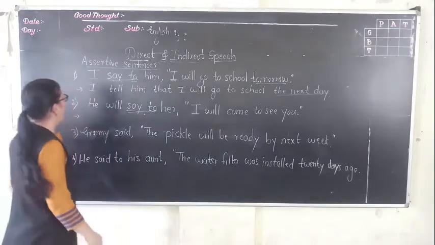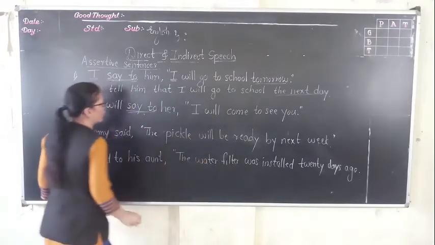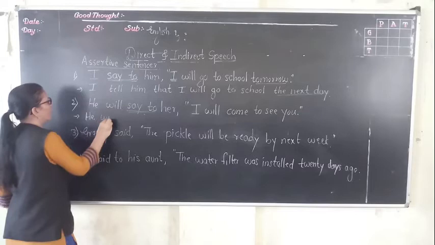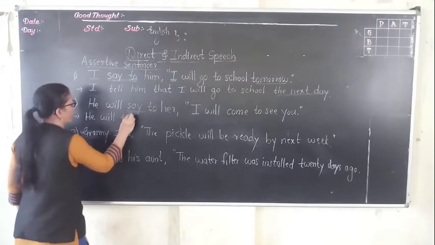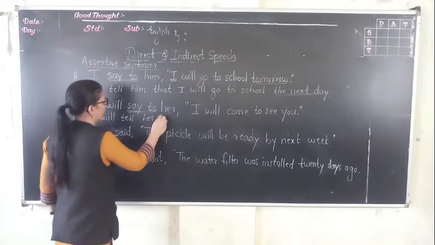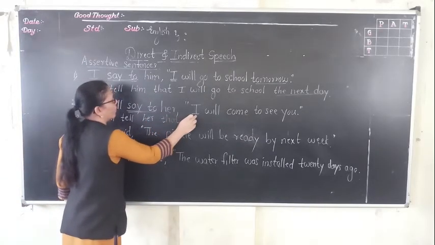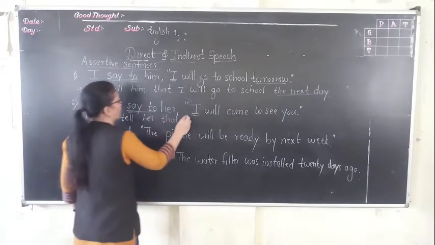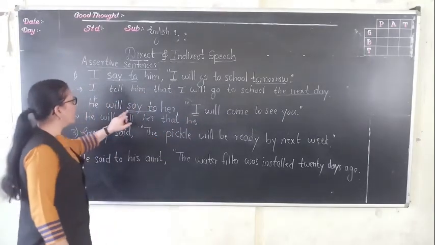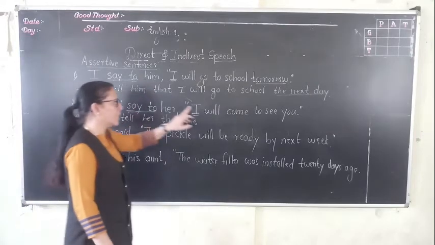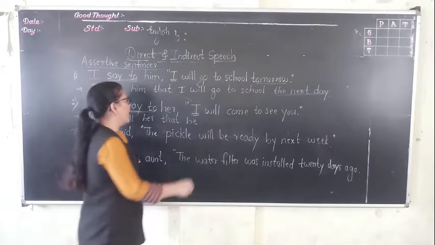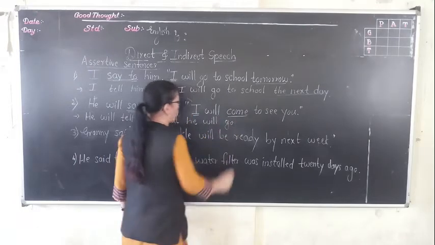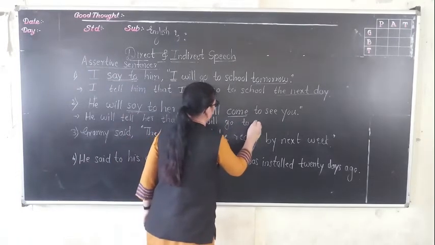Okay, let us see the second example. He will say to her, "I will come to see you." "He will say to" will change to "tell." He will tell her that. Now here also first person changes according to the subject, he. So he. Now as here the reporting verb is in present tense, the tense of this verb will not change. That he will come changes to go. He will go to see.